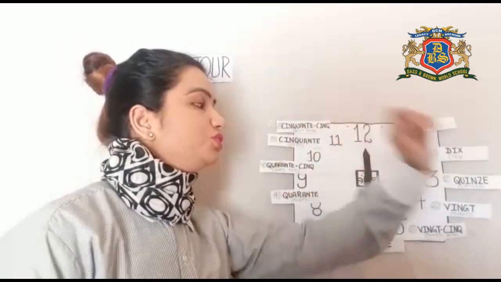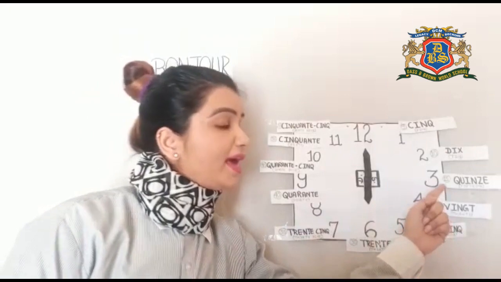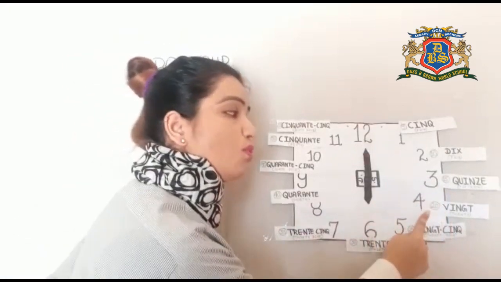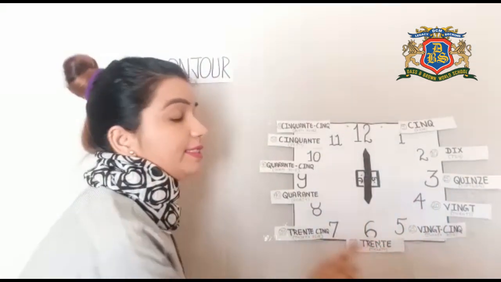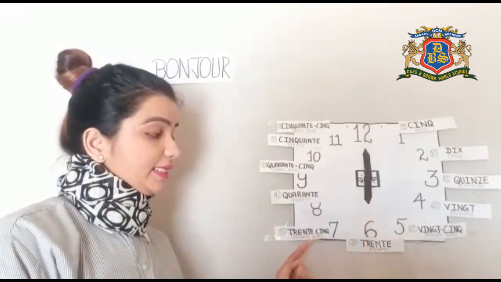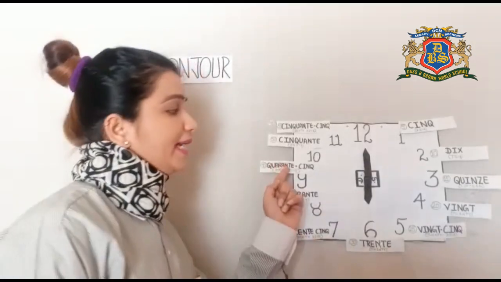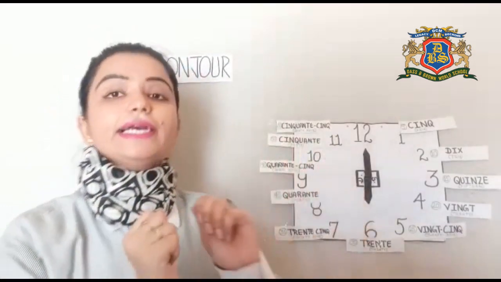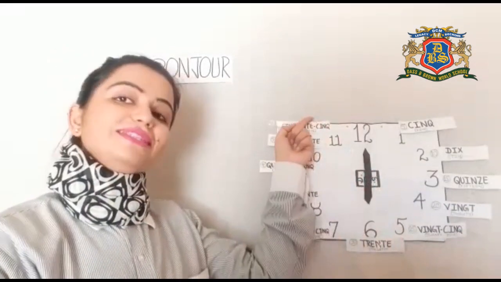And if it is 10, it would be il est 6 heures 10. Il est 6 heures 15. Il est 6 heures 20. Il est 6 heures 25. Il est 6 heures 30. Il est 6 heures 35. Il est 6 heures 40, il est 6 heures 45, il est 6 heures 50, il est 6 heures 55.